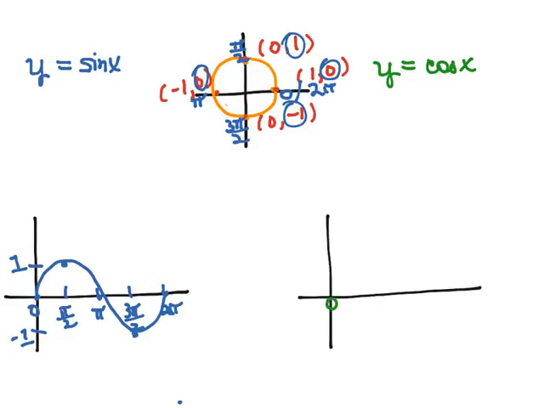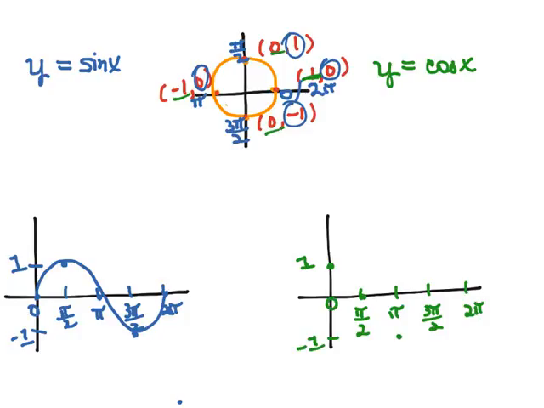I'm going to mark off my quadrants, 0, pi over 2, pi, 3 pi over 2, and 2 pi. And this time, for our cosine function, you use the x-coordinate because the cosine function gives you the x-coordinate in the ordered pair. So at 0, we're up at 1. At pi over 2, we're at 0. At pi, we're at negative 1.